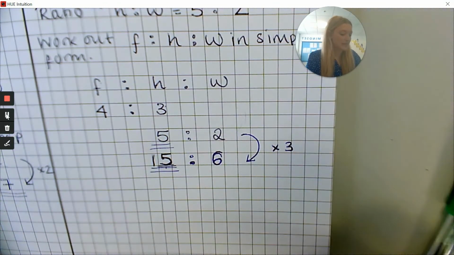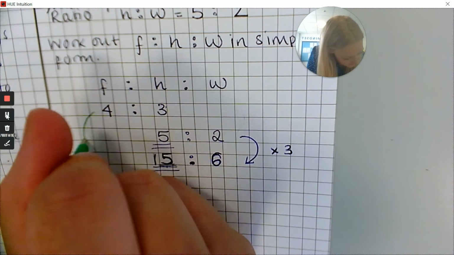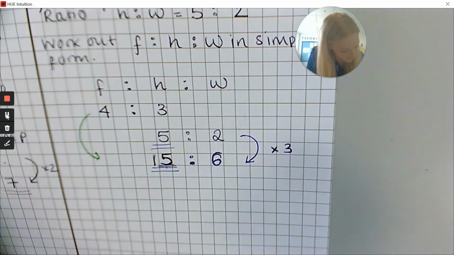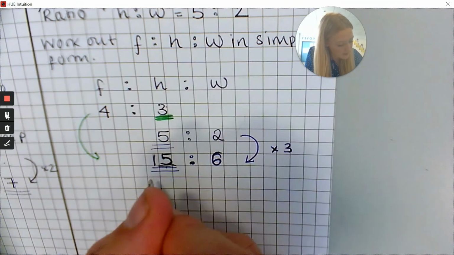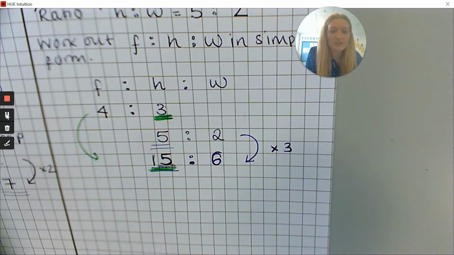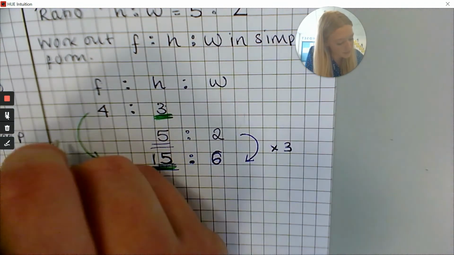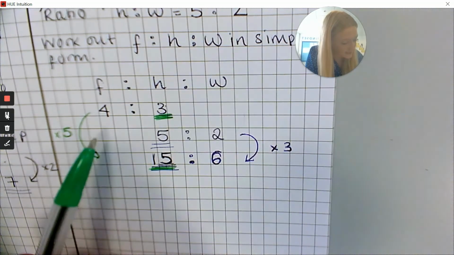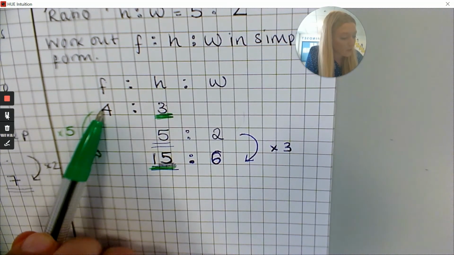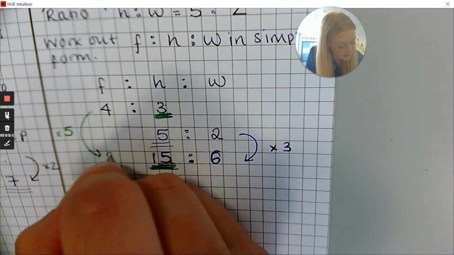The next step, I need to work out how I've got from this top row to this row here. How have I got from 3 to 15? What have I times 3 by to get to 15? Absolutely right, I've times by 5. So to find out this number here, I've got to do 4 times by 5, and that gives me 20.